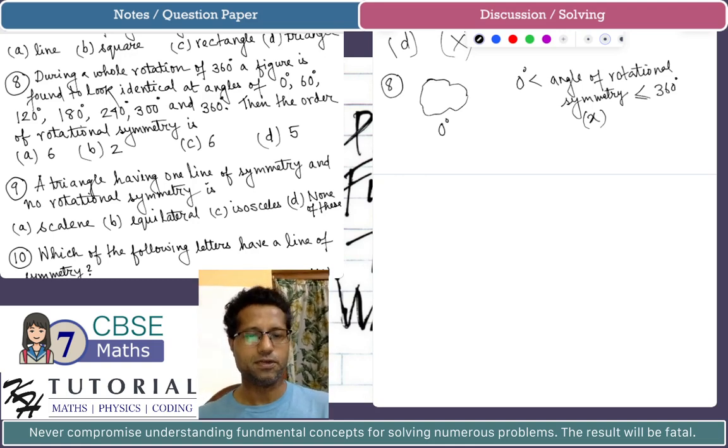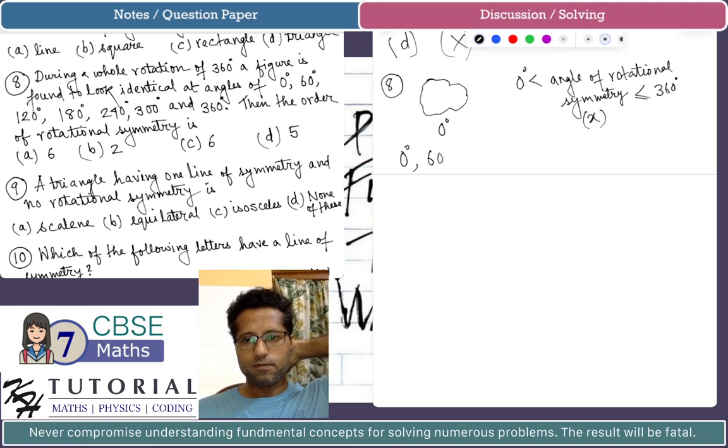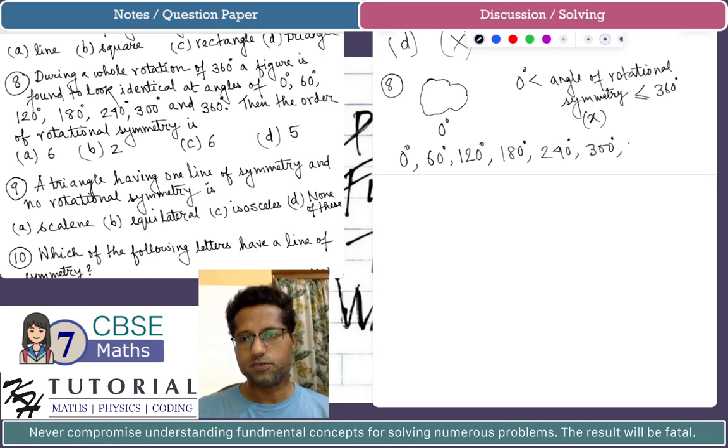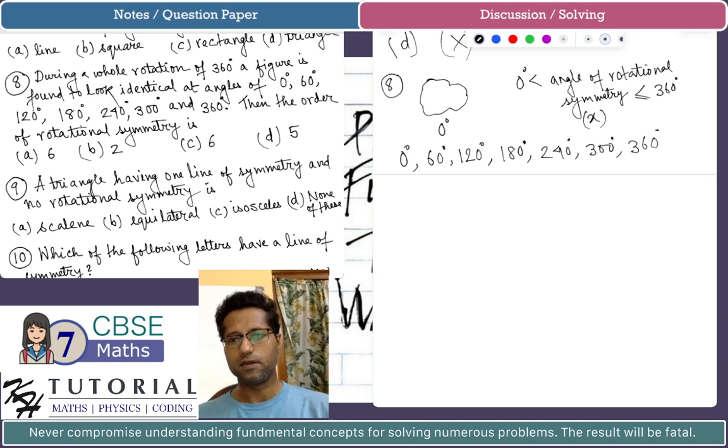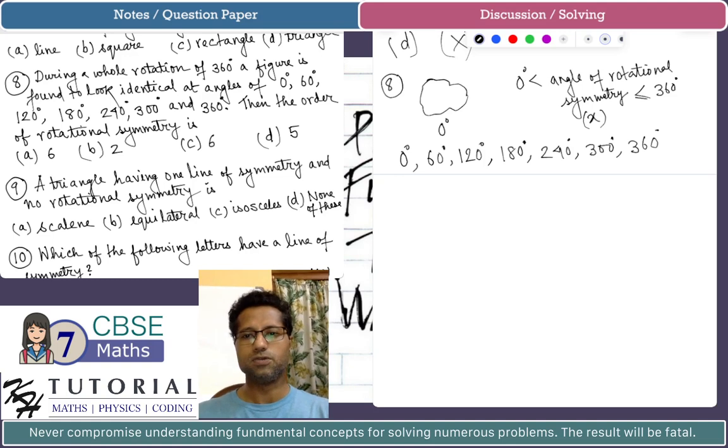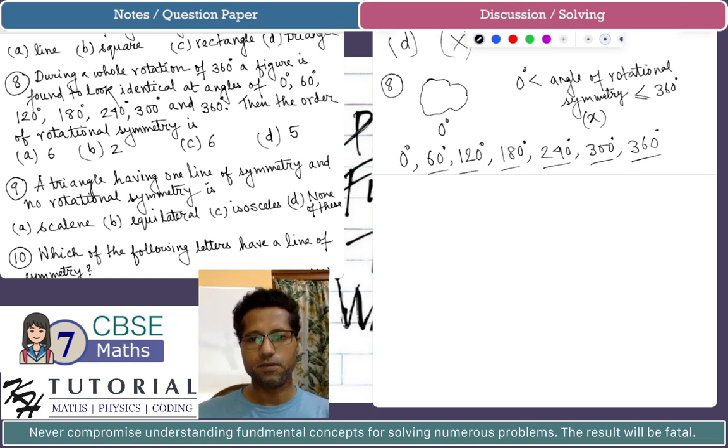Now, coming back to the question, it is saying that a figure is looking identical at 0 degree, 60 degree, 120 degree, 180 degree, 240 degree, 300 degree and 360 degree. These are the angles at which the figure is looking identical. Now, among these angles, which angles can we consider as angles of rotational symmetry? Those angles are 60, 120, 180, 240, 300 and 360. It will never be 0 degree.